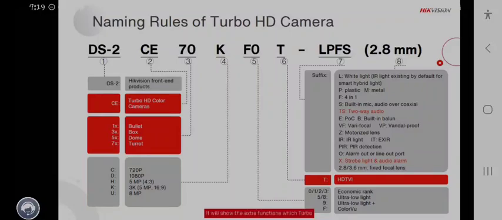It will show the extra functions which Turbo HD camera supports. The symbol for Smart Hybrid Light is the suffix L. We have released the Turbo HD two-way audio series in Q1, with the two-way audio function represented by TS. The Turbo HD two-way audio model to be launched will have a version with sound and light alarms, represented by X.